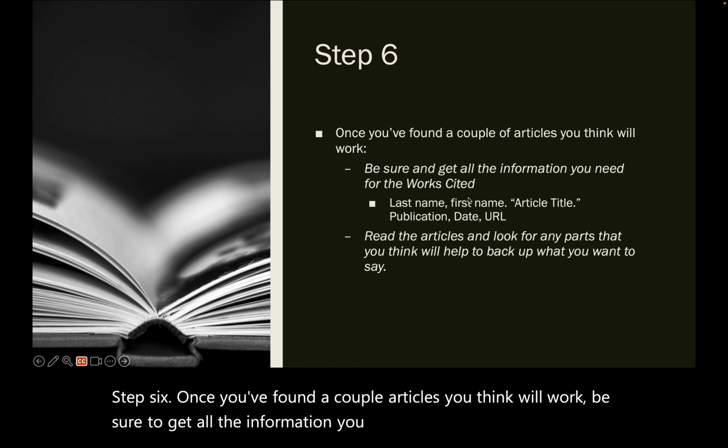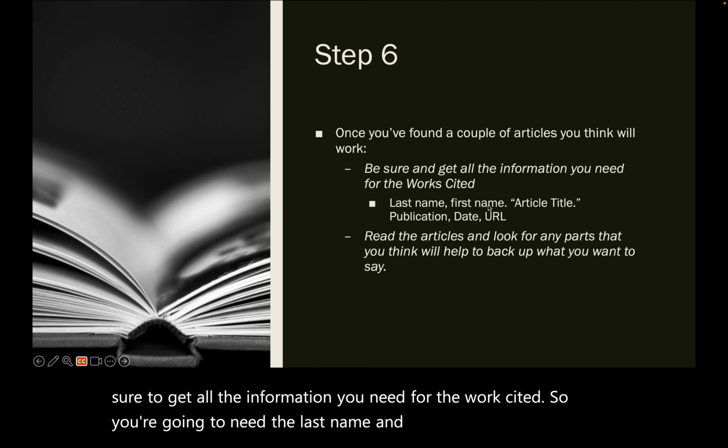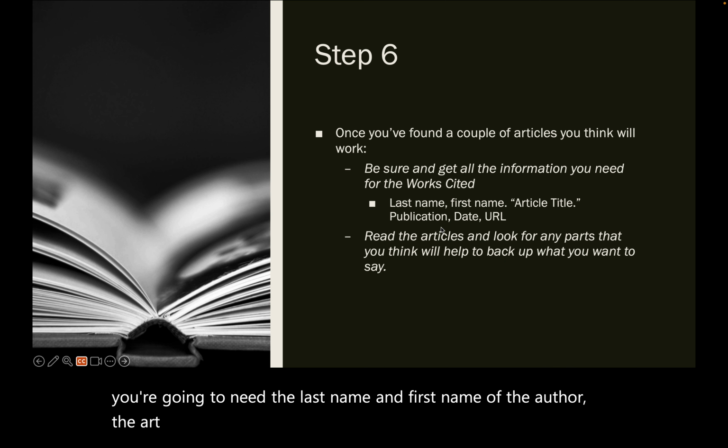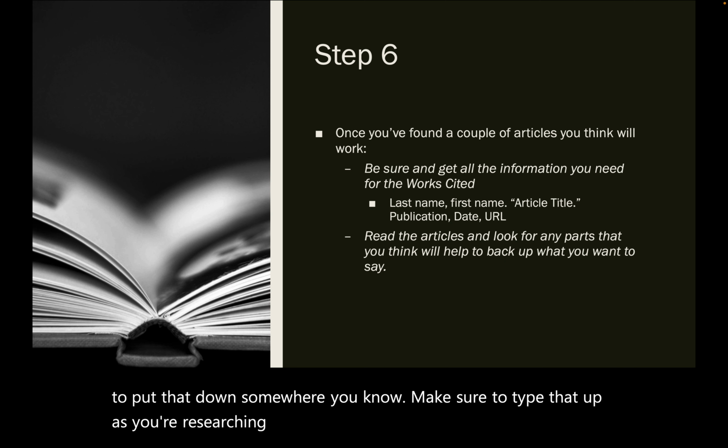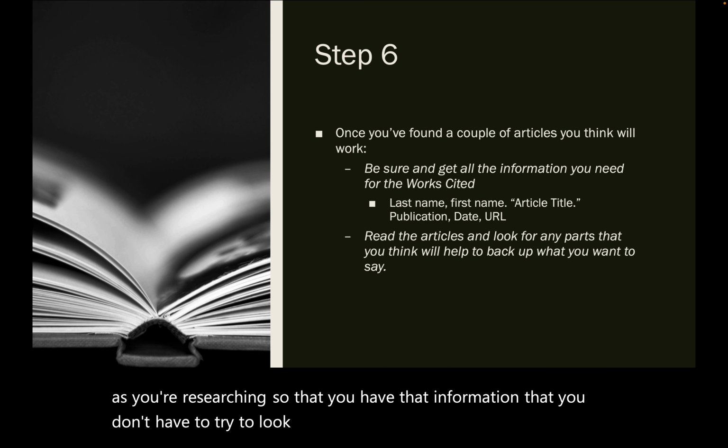Step 6, once you've found a couple articles you think will work, be sure to get all the information you need for the works cited. So you're going to need the last name and first name of the author, the article title, the publication, the date, and the URL. So make sure to put that down somewhere. Make sure to type that up as you're researching so that you have that information and you don't have to try to look for it later. It's going to save you a million hours of time later.